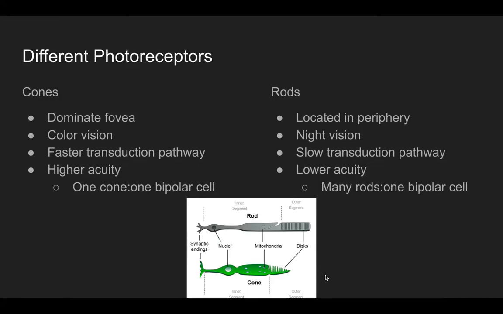These two photoreceptors dominate different areas of the retina. I have a great image that shows the density of these rods and cones, but cones dominate the fovea, and there are no rods in the fovea. And the fovea is this very important area of the retina, which allows us to see things in great detail. But rods are located in the periphery, and there are cones in the periphery as well, but way fewer of them. So these two photoreceptors dominate different areas of our retina.